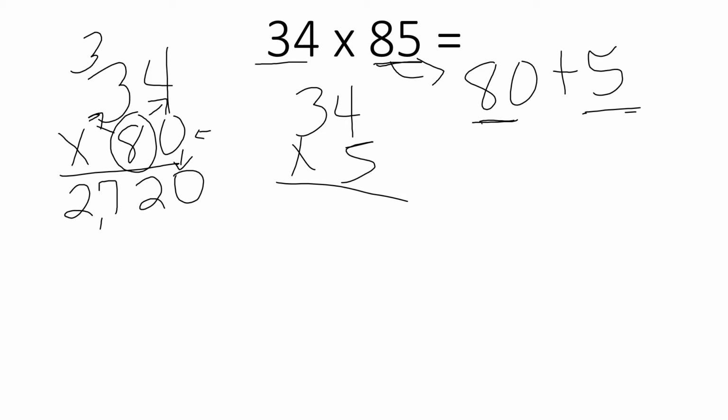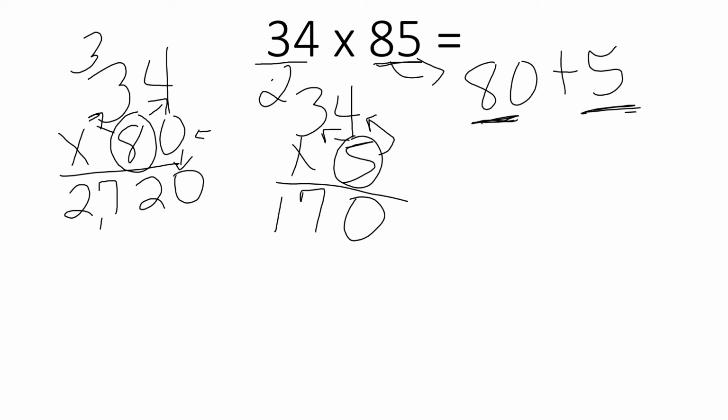Now 34 times 5. So don't think you're done. We are doing each part of that expanded form. So 34 times 5, sharing whatever's at the bottom with everything at the top. 5 times 4 is 20. My 0, carry my 2. 5 times 3, 15. Add 2 more, 17.